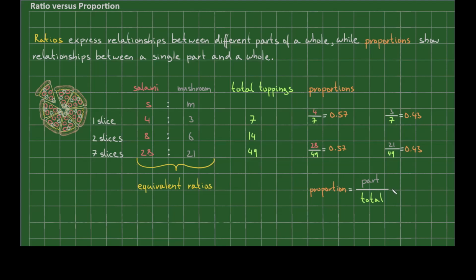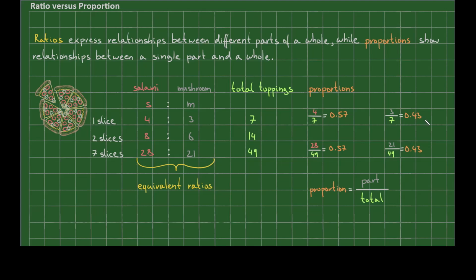And generally, proportions are expressed as a decimal number. That being said, we can also express proportions as a percentage. Each one of these proportions can be multiplied by 100. A proportion of 0.43 would be the same as 43%.